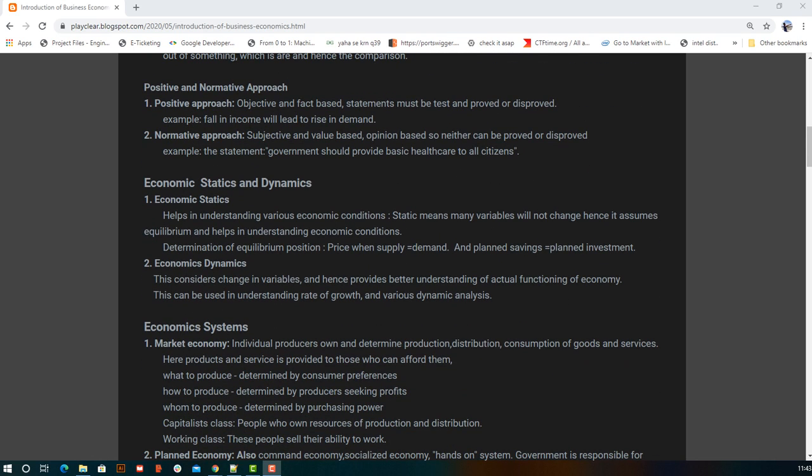Next we have economic statics and dynamics. So coming to economic statics, we assume that there will be some constant value going on in a number of factors.